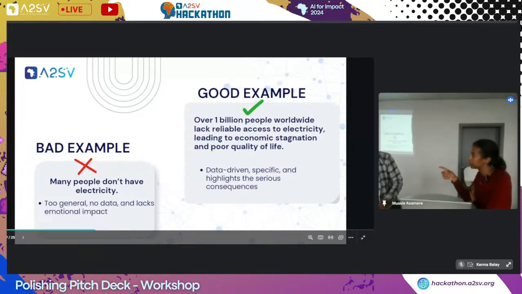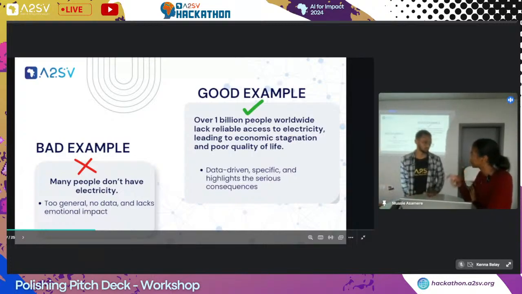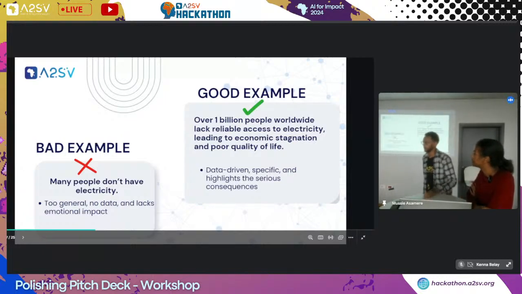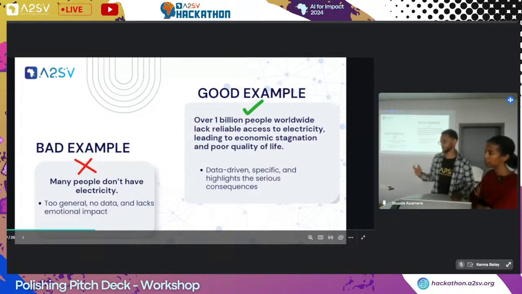After the problem statement, the market opportunity, and then the solution. I see. Yeah. So from our research previously, there are multiple ways of presenting.